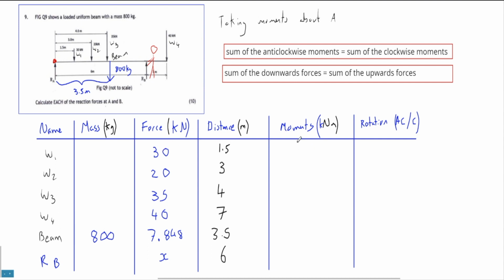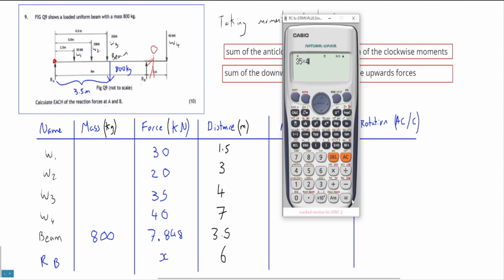Let's get all these into moments. 30 times 1.5 is 45. 20 times 3 is 60. 4 times this, I think, is 140. 35 times 4 is 140.